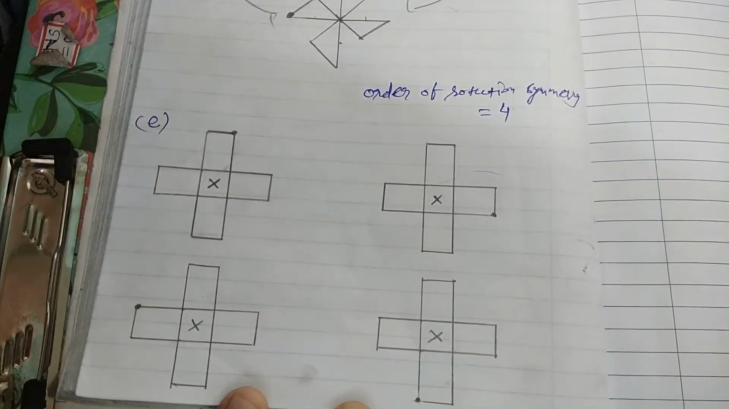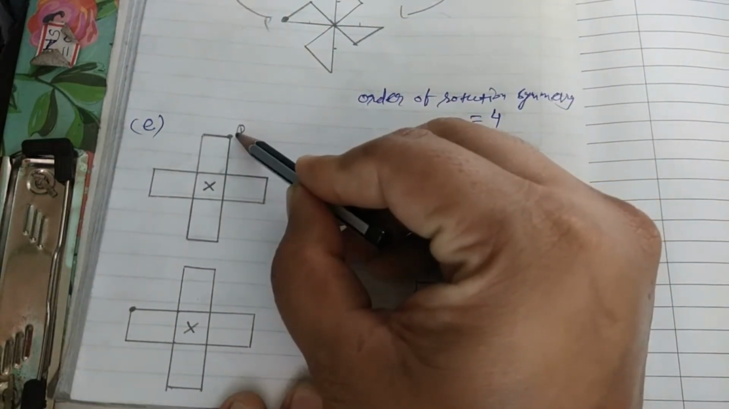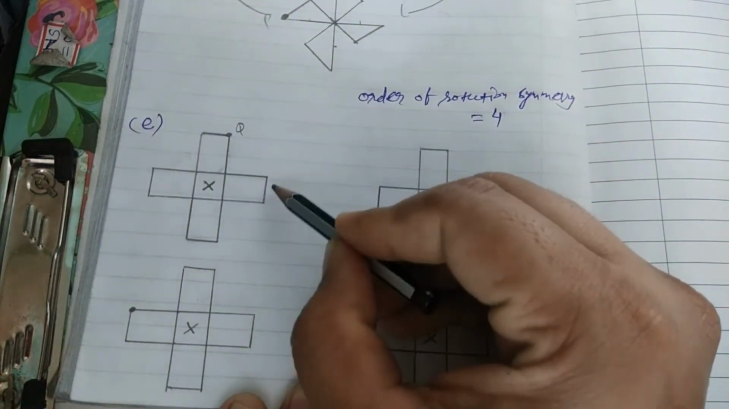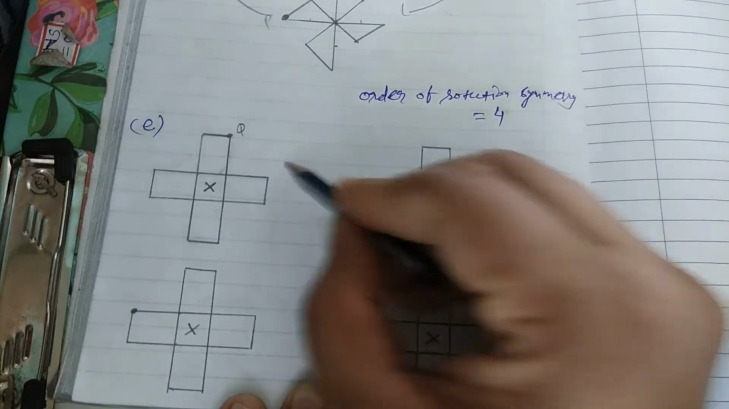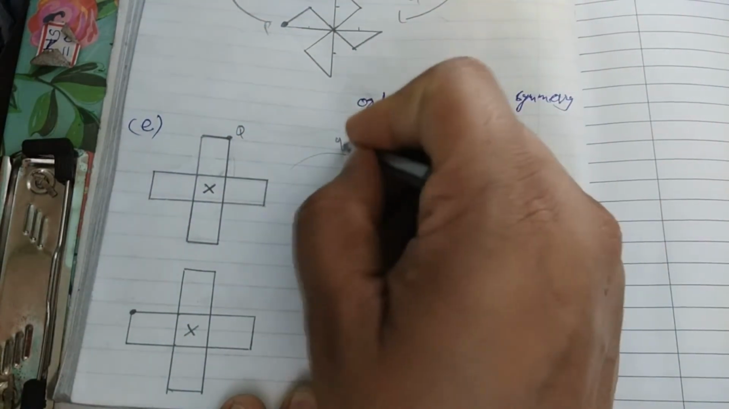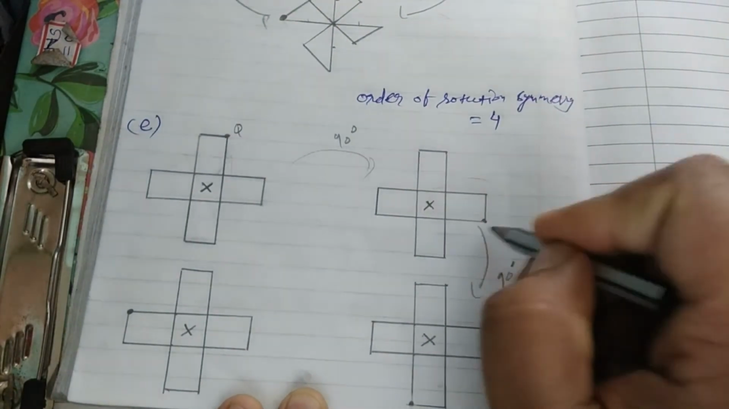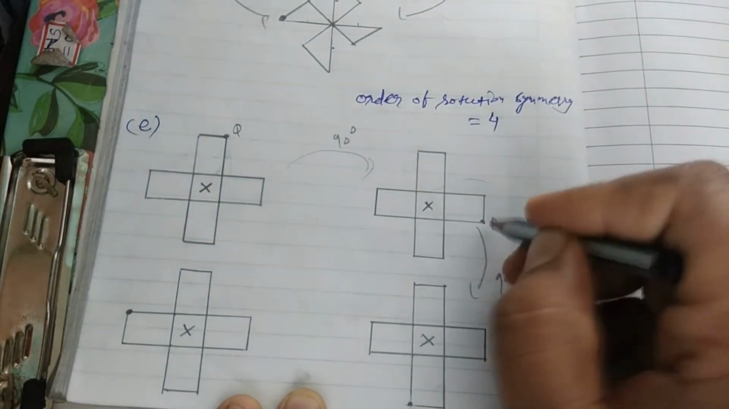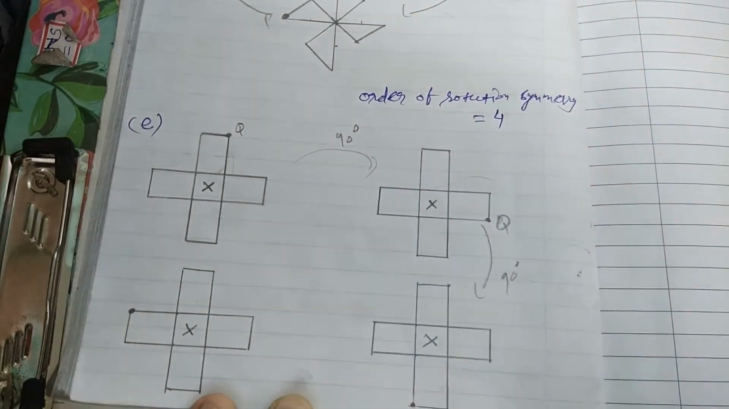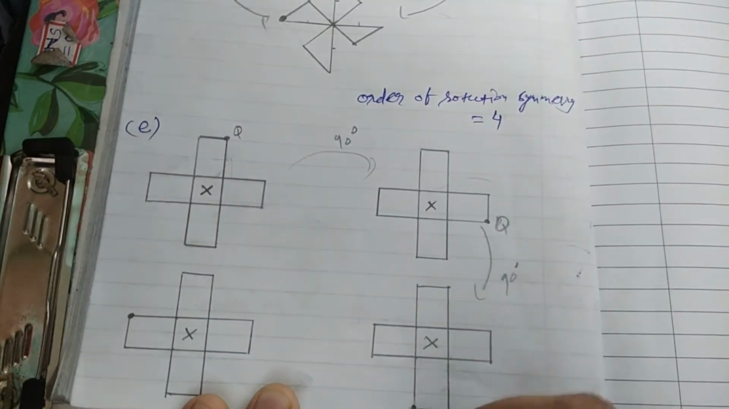Next, E. Here we will take one point Q. Now we have to rotate this point Q in such a way that it comes in this position. So here, what is the angle of rotation? Angle of rotation is nothing but this one, that is 90. Again we will rotate. Here we will write Q. Again we will rotate in such a way that this point comes in this position, that is Q.